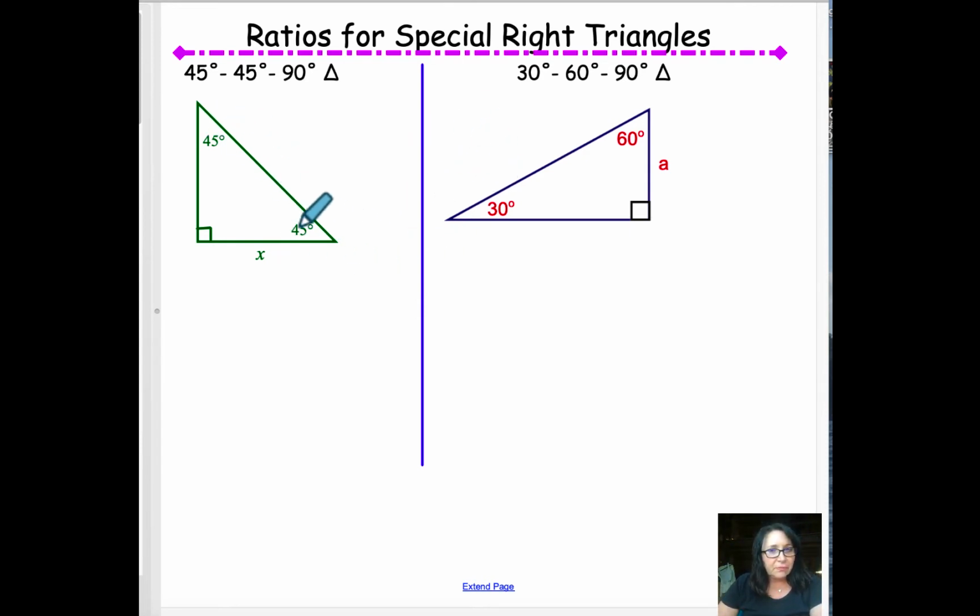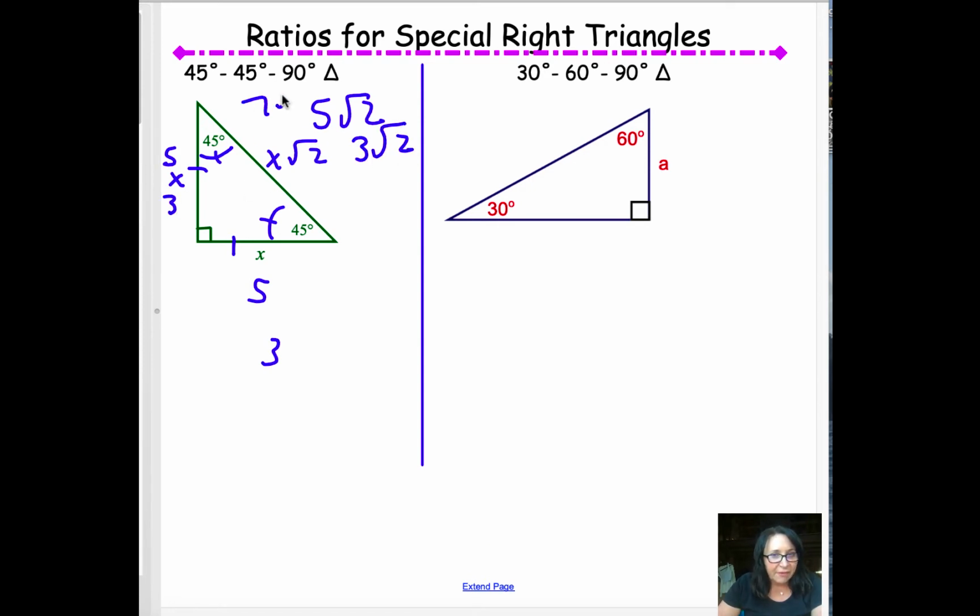This is what we call a 45, 45, 90 special right triangle. So this could be x, and this could also be x, because the angles are congruent, that means that the opposite sides are also congruent. So that would be x, x, and this would be x root 2. If I said that this was 5, this would also be 5, because these lengths are the same. So 5, 5, and this would be 5 root 2. Or 3, this would be 3, and this would be 3 root 2. If this was 7 root 2, these would be 7, and that would be 7.